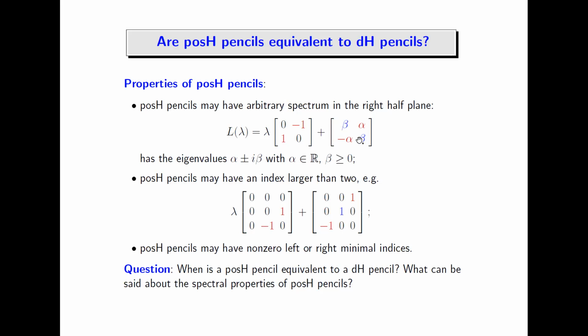So from this point of view, it seems that they are quite general, but we will see that we can still say something. Also, a nice feature that we had for the dissipative Hamiltonian pencils was that the index could only be 2. The index may in fact now be larger. So here is an example for index 3. You see the red is the skew symmetric part, and the Hermitian part is again positive semi-definite, but we have higher index here.